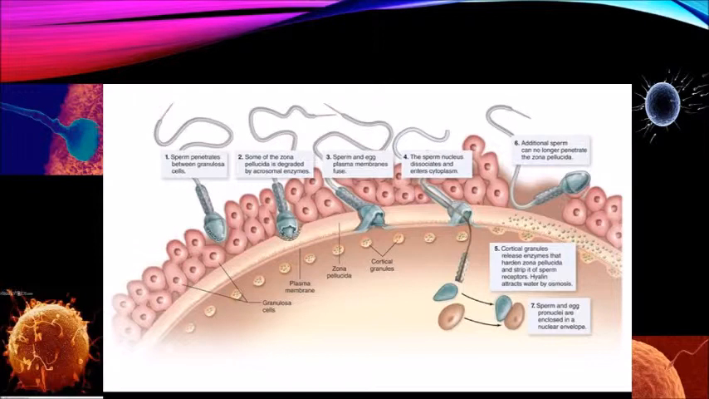Sperm penetration and membrane fusion. In order for membrane fusion to occur, a sperm must penetrate the protective coats of the egg to reach the plasma membrane. The fusion of the membrane and sperm is what starts embryonic development.